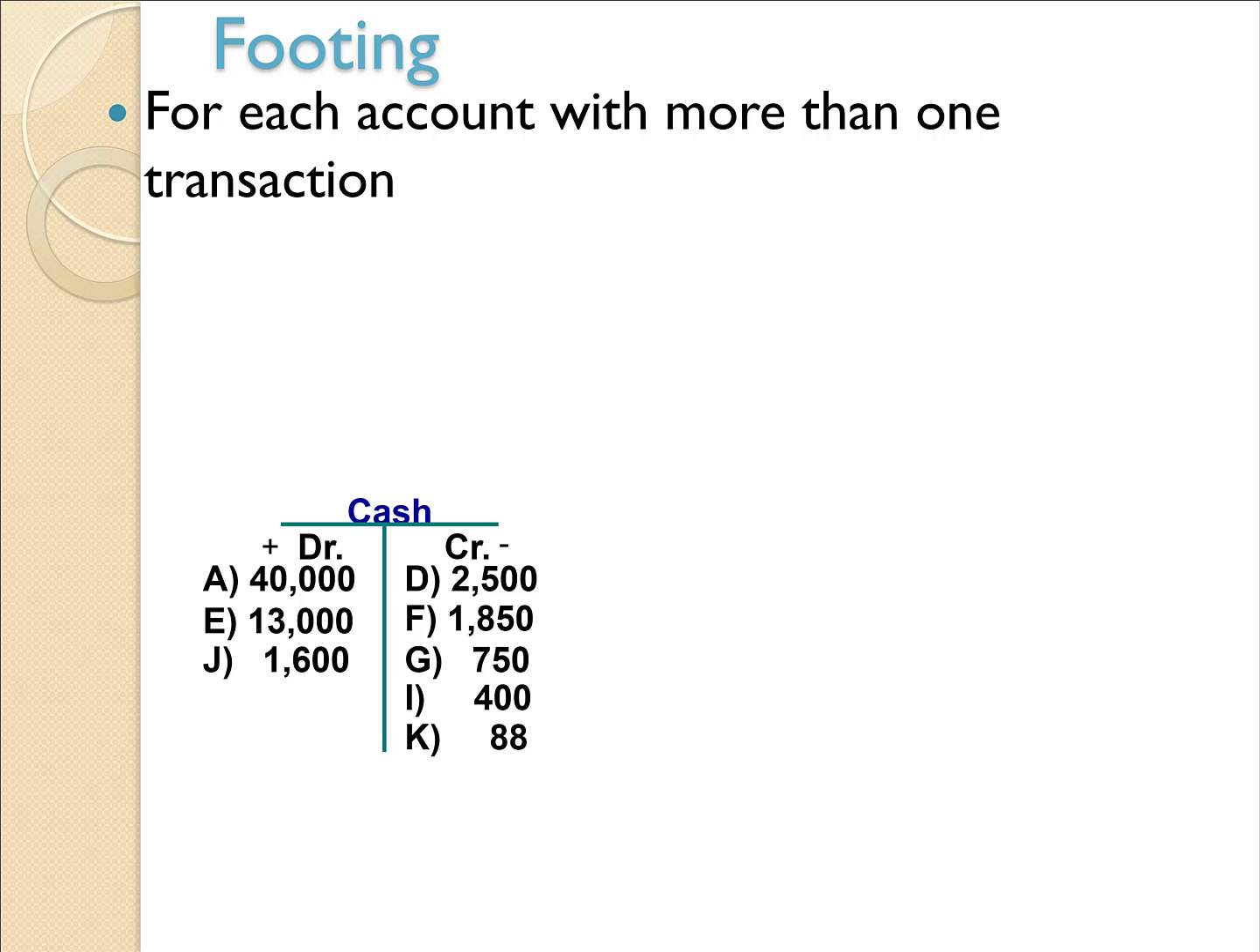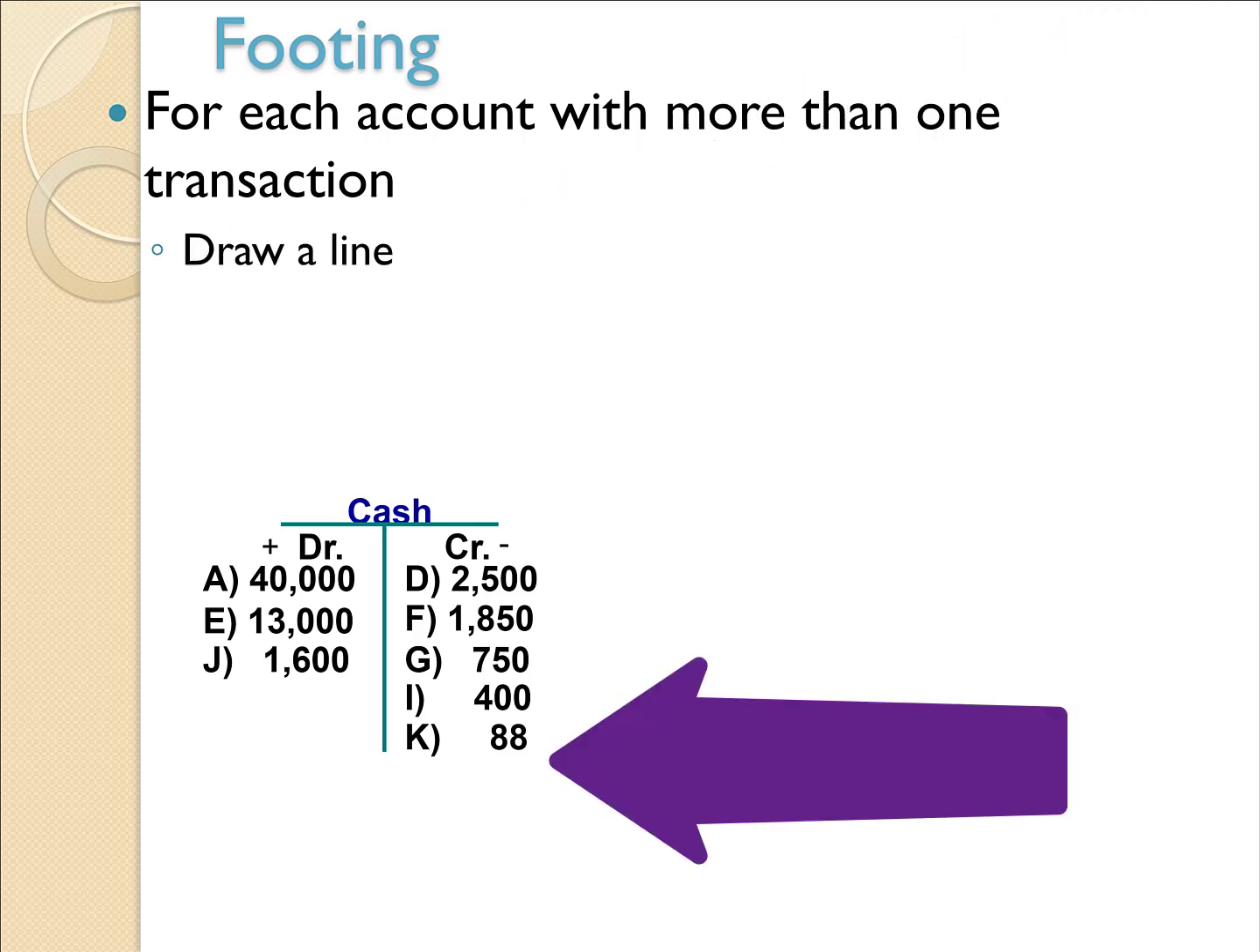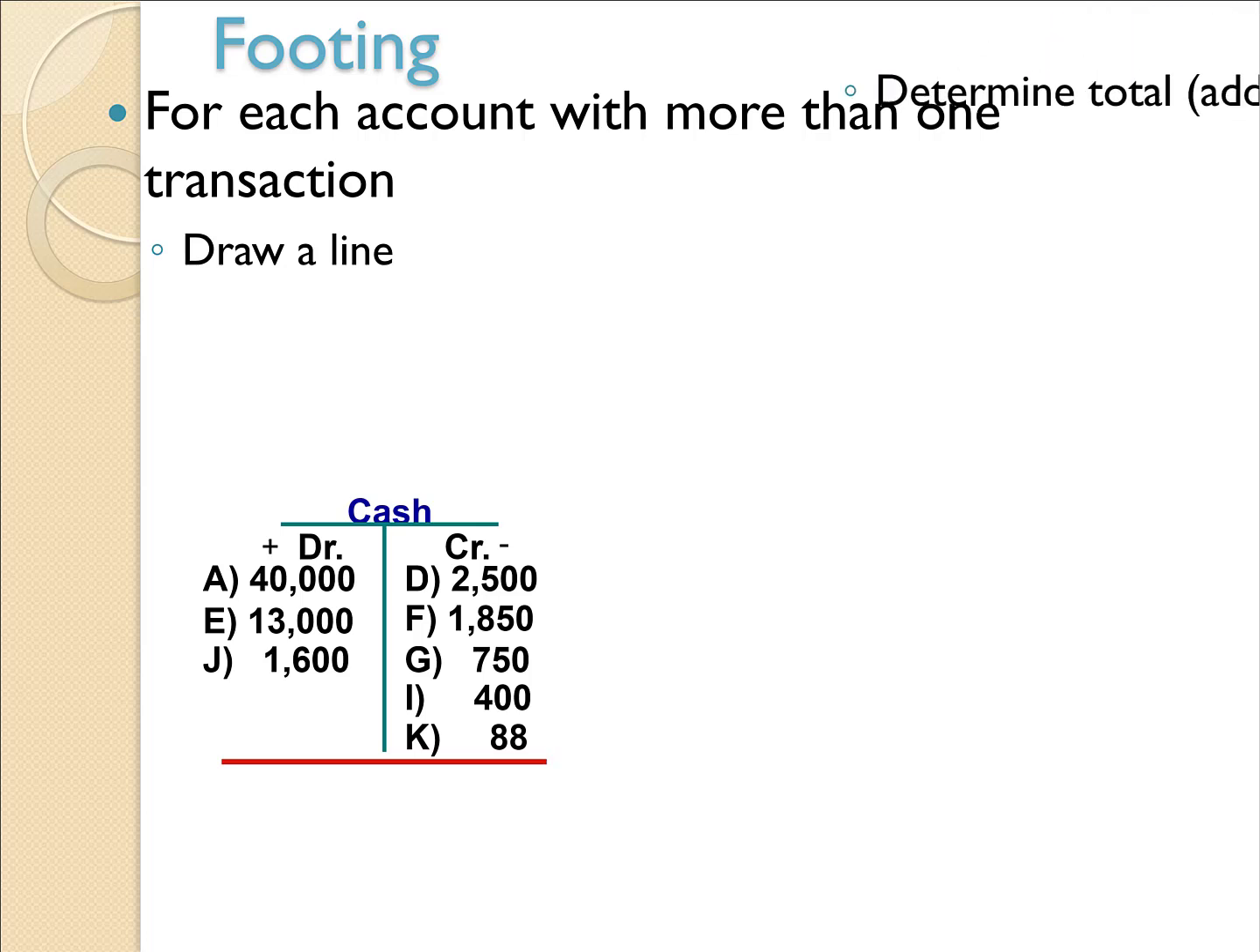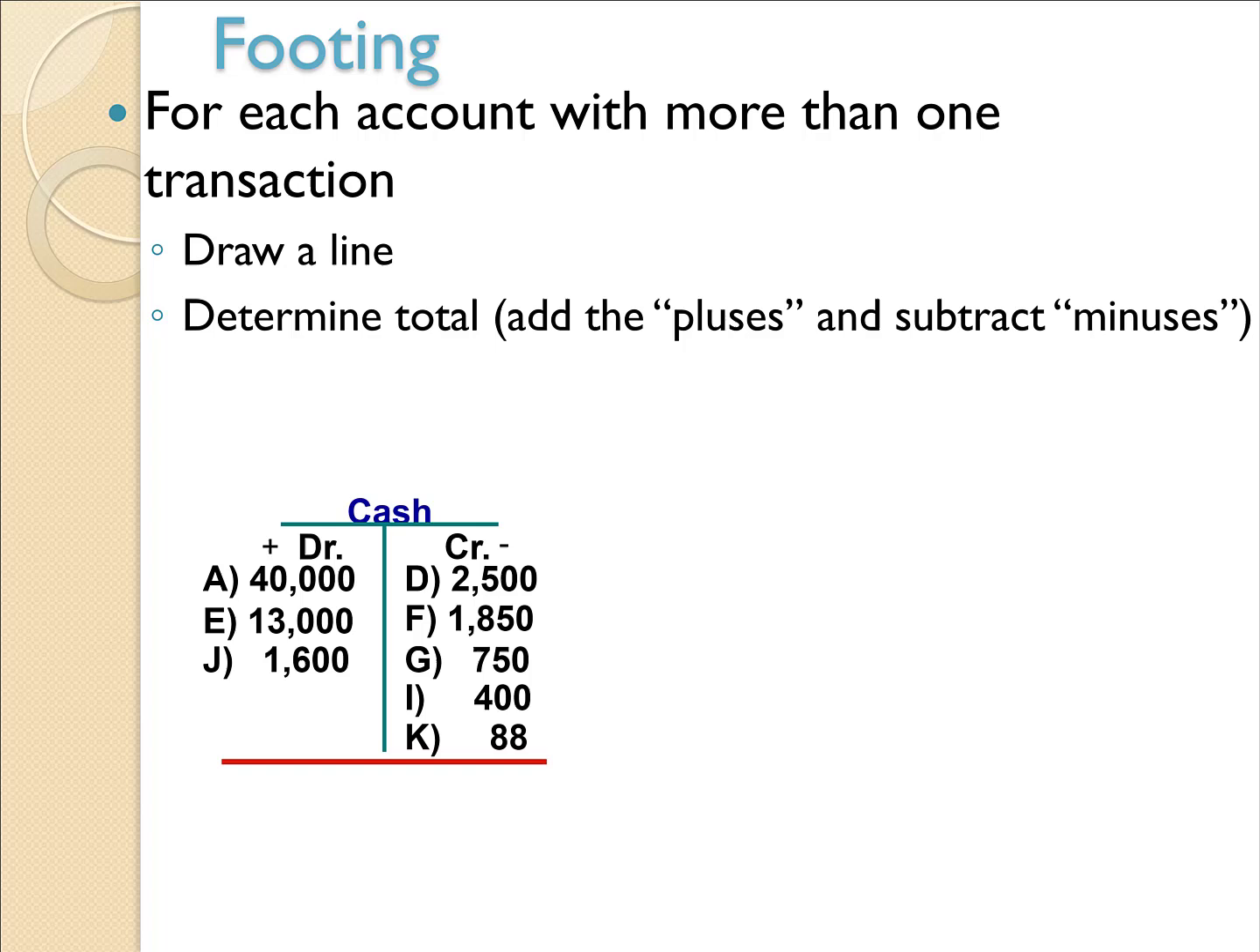And the first step is to draw a line underneath the last number. So here I'm drawing a line underneath my last number, which is 88. And then we're going to determine the total. So you're going to get out your calculator, add the pluses. So our pluses in this case are 40,000 plus 13,000 plus 1,600. And you're going to subtract the minuses. So after we add up the debits, you would subtract all the credits.